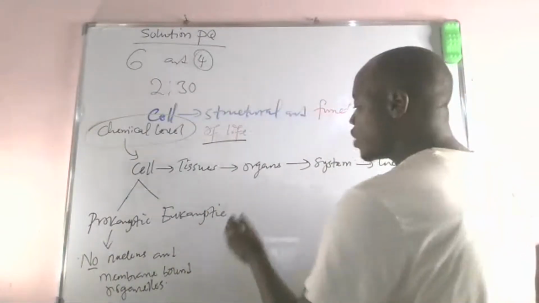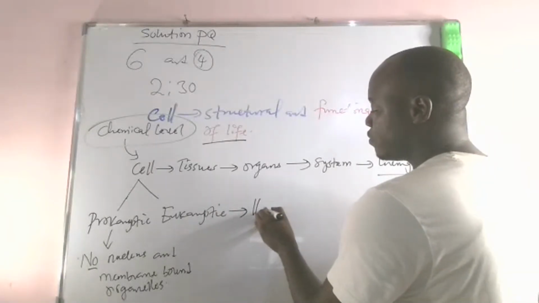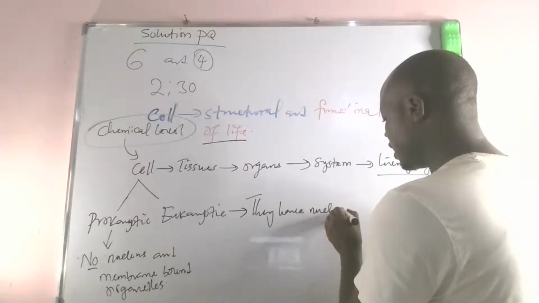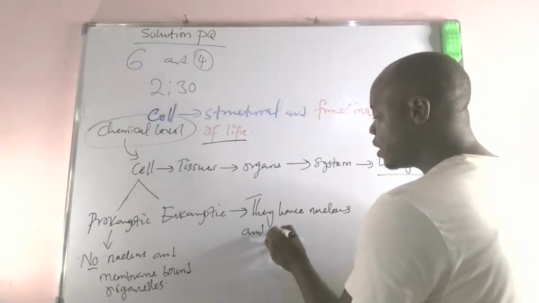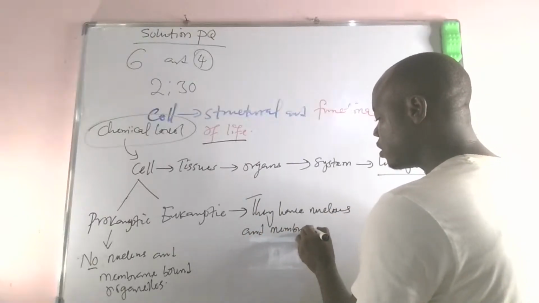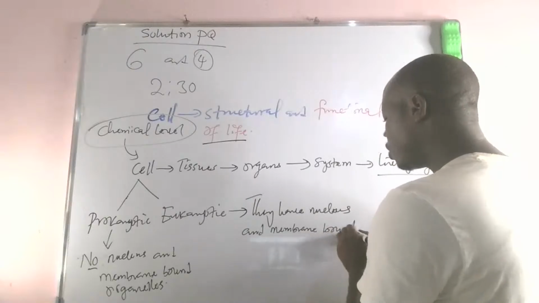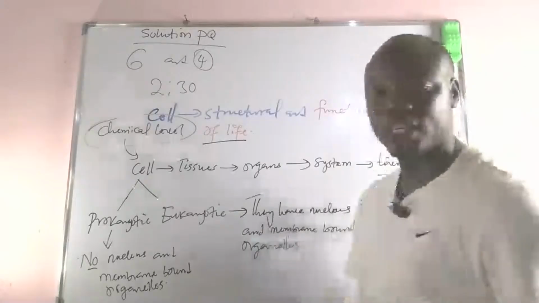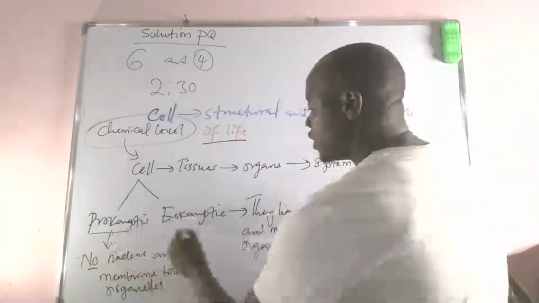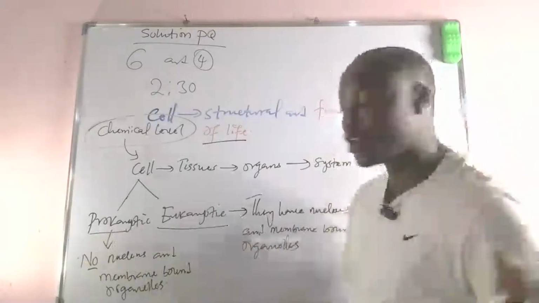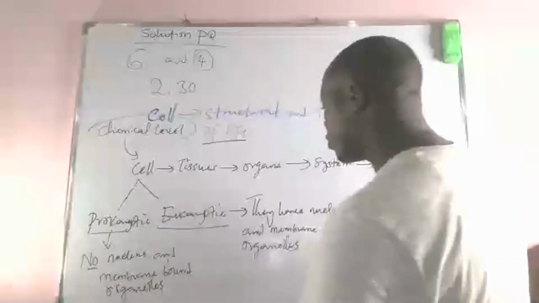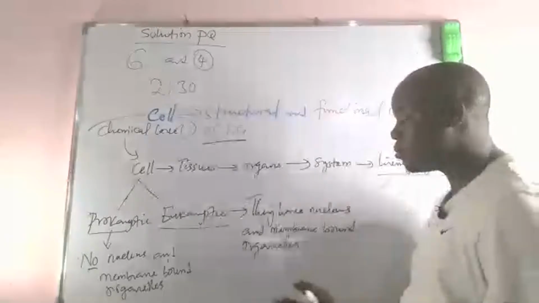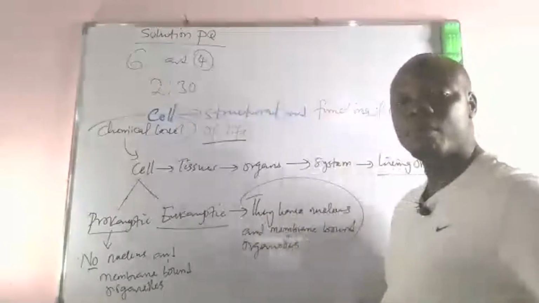While in the case of eukaryotic cells, they have a nucleus and membrane-bound organelles. So please, you shouldn't forget about this. Whenever we say types of cell, we have prokaryotic cell and we have eukaryotic cell. Prokaryotic cell, no nucleus and no membrane-bound organelles. Then eukaryotic cells, yes, they have a nucleus and membrane-bound organelles.